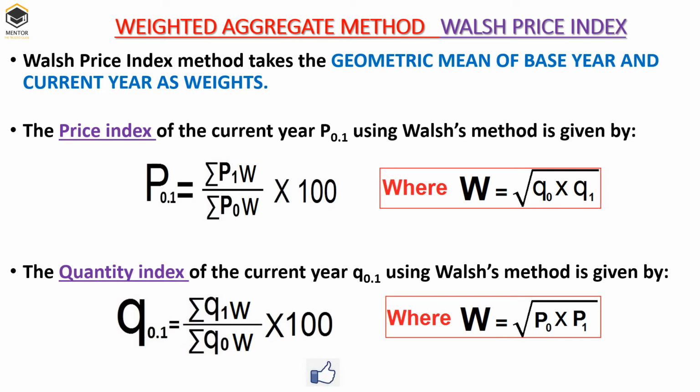Here we have taken the weight of price. In the quantity index we have to take the weight of price. In the price index we have to take the weight of quantities. This weight we have to find in terms of geometric mean. So this is all about our different index numbers under the weighted aggregate method.